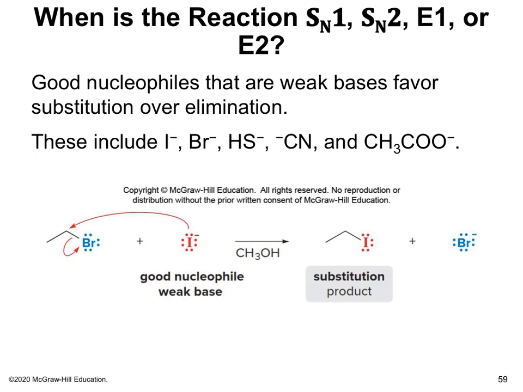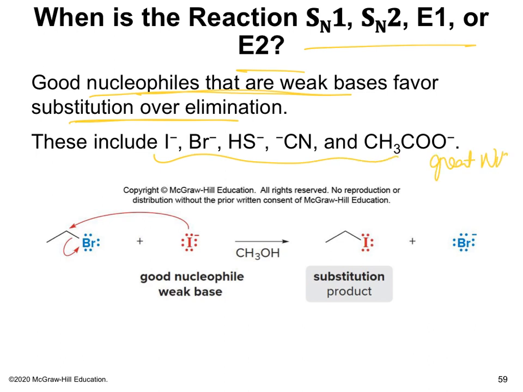Now let's combine all of these. Now we have to decide, are we going to do an SN1, SN2, E1, or E2? So we have good nucleophiles that are weak bases. They're going to form substitution over elimination. So these are great nucleophiles, okay? So if you have these that are great nucleophiles, they're not bases. These are not bases.